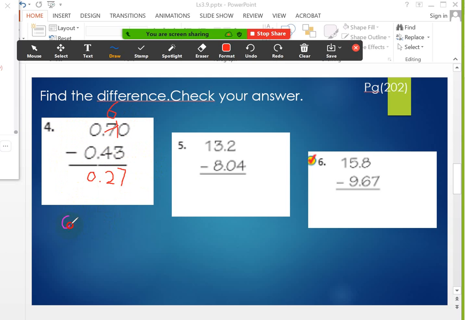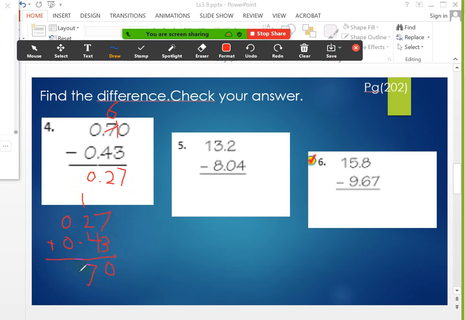So 0.27, I will add it to 0.43. Let's find the answer. 7 plus 3 equals 10. So I will regroup the numbers, 0 here and 1 above the tenths. 1 plus 2 equals 3. 3 plus 4 equals 7.